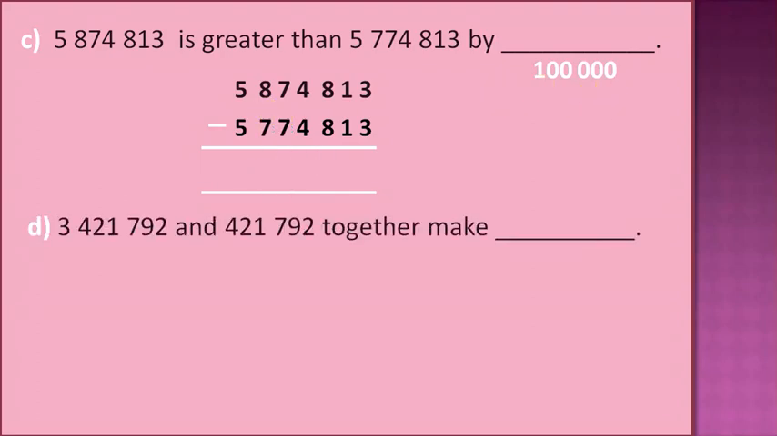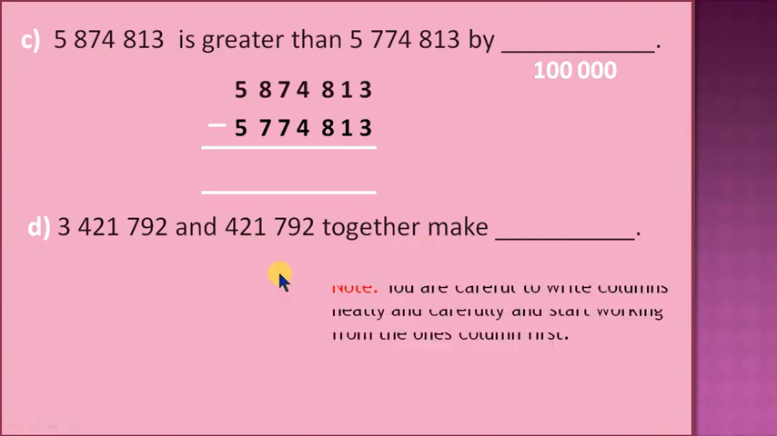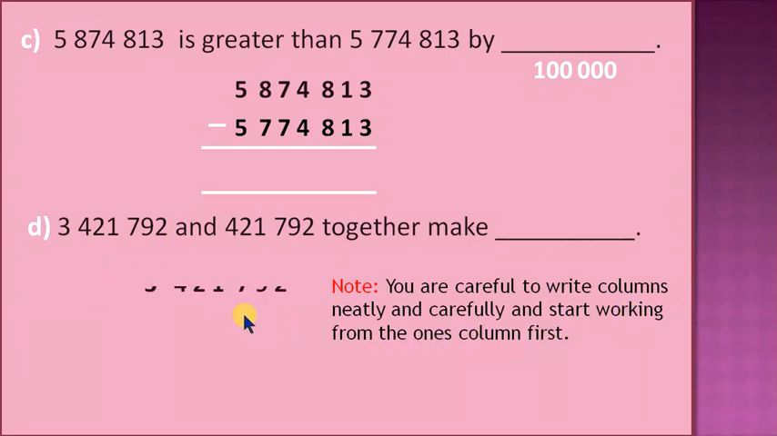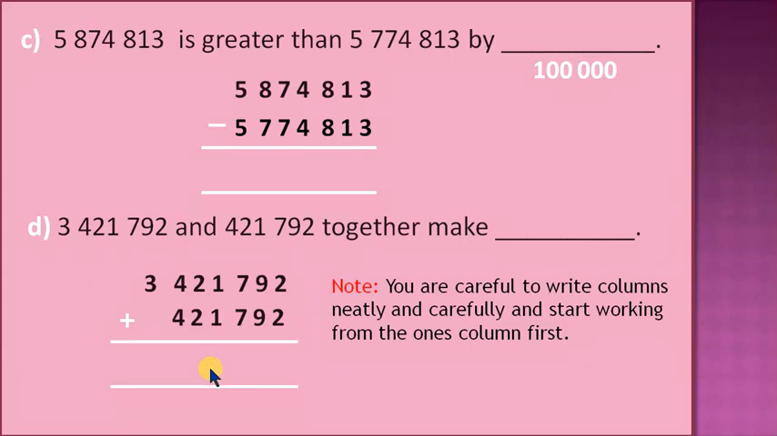Comes to the third part, D. Dash and dash together make. Together make means you have to add both values, and you will get the answer. First note, be careful to write columns neatly and carefully and start working from the ones column first. First you copy this figure and then this figure. Now add both values, you will get your answer. I think you will do this one. Add both values and write the answer.